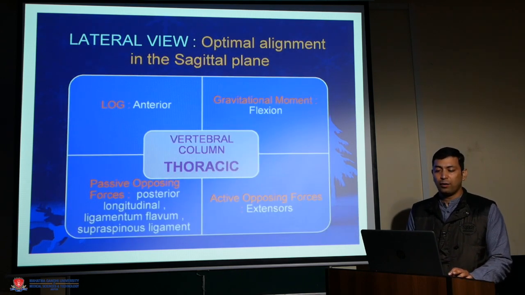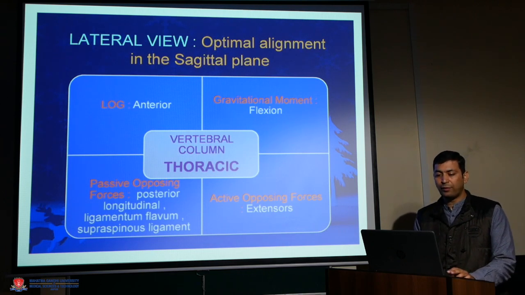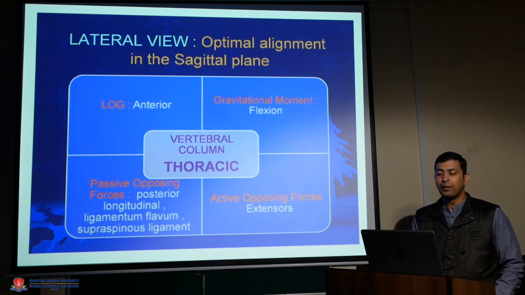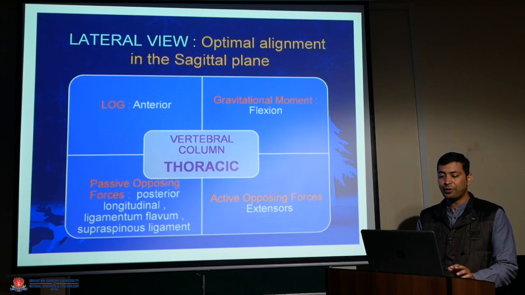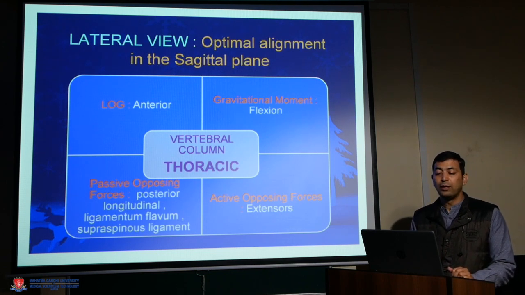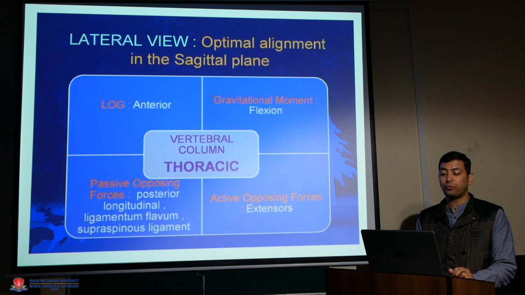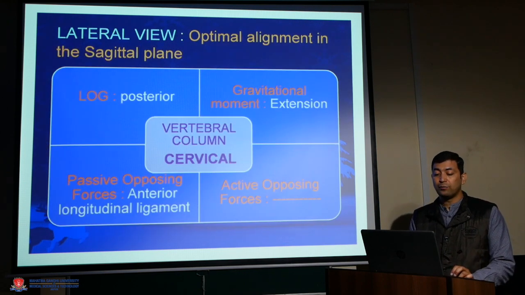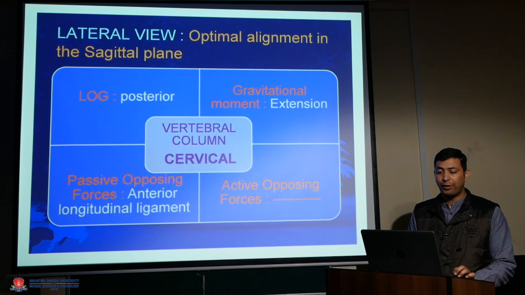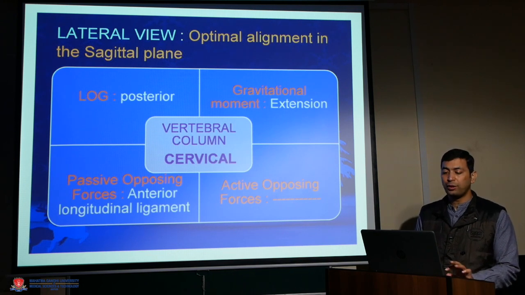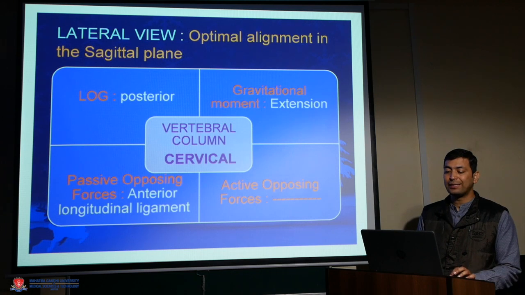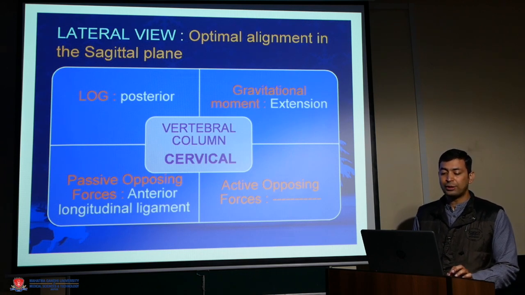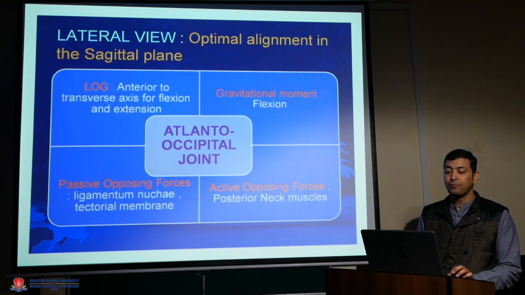Vertebral column, lateral view of the thoracic vertebra: the line of gravity passes anterior. The gravitational moment occurs in flexion. The passive opposing force is maintained by the posterior longitudinal ligament, ligamentum flavum and supraspinous ligament, and the active opposing force is maintained by the extensors. Lateral view of the cervical vertebra: the line of gravity passes just posterior to the cervical vertebra. The gravitational moment is extension. The passive opposing force is maintained by the anterior longitudinal ligament.